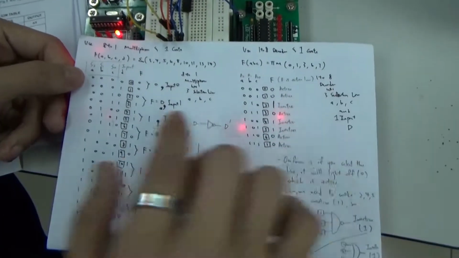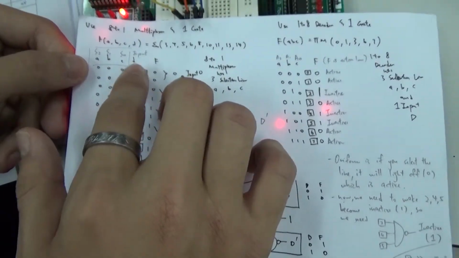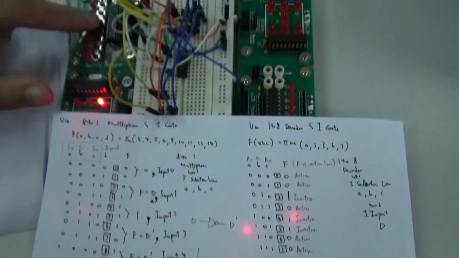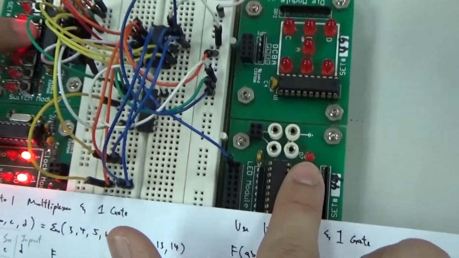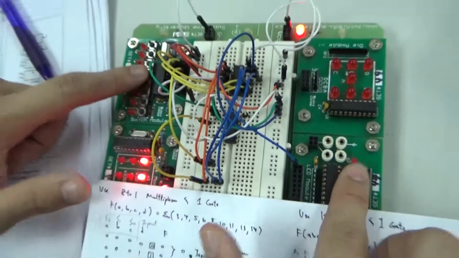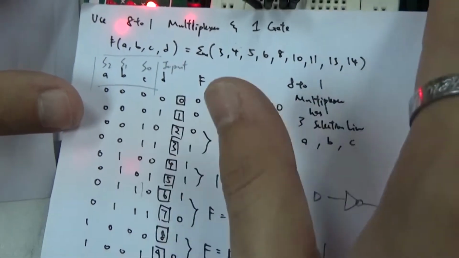As you can see from this table, when the selection gate is 0, 0, 0, it doesn't matter if your D is 0 or 1. Let me show you. If the input is 1, the output is still 0. It doesn't light up. It doesn't matter. As you can see, the second one, the output of the light, is based on our D.